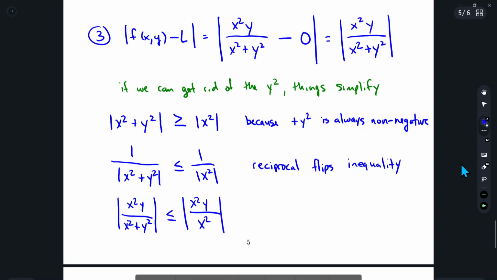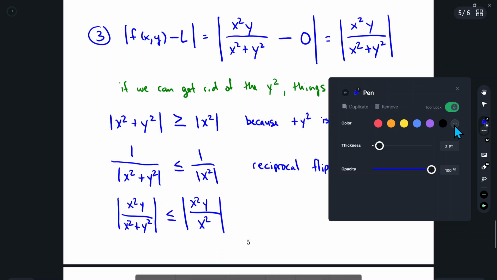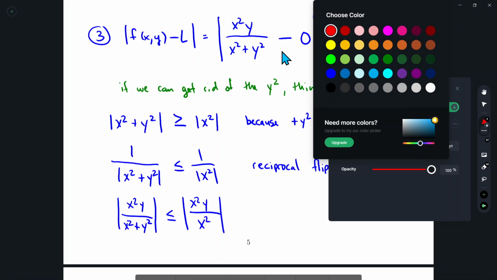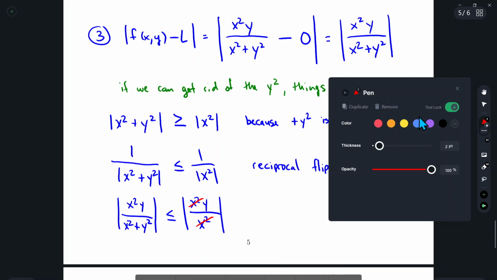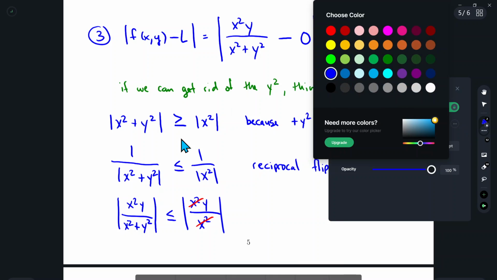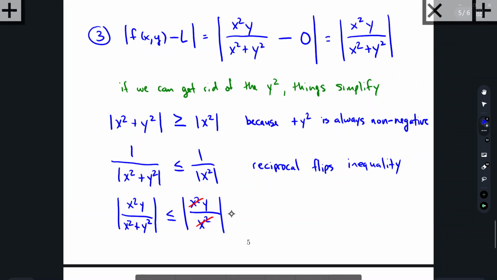Okay, so now I've finally gotten rid of the y squared, and so this x squared and this x squared can cancel. All I'm left with is just the absolute value of y.